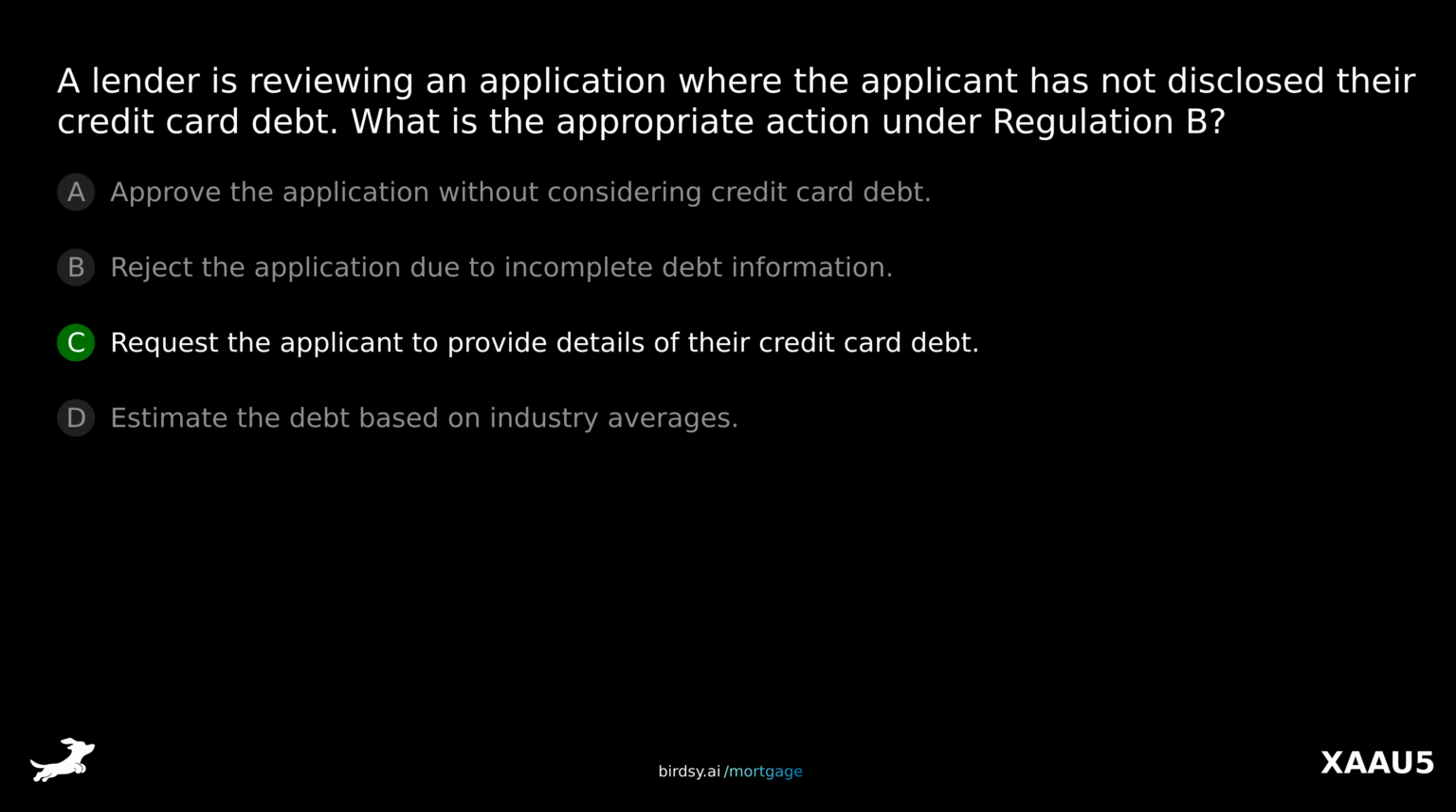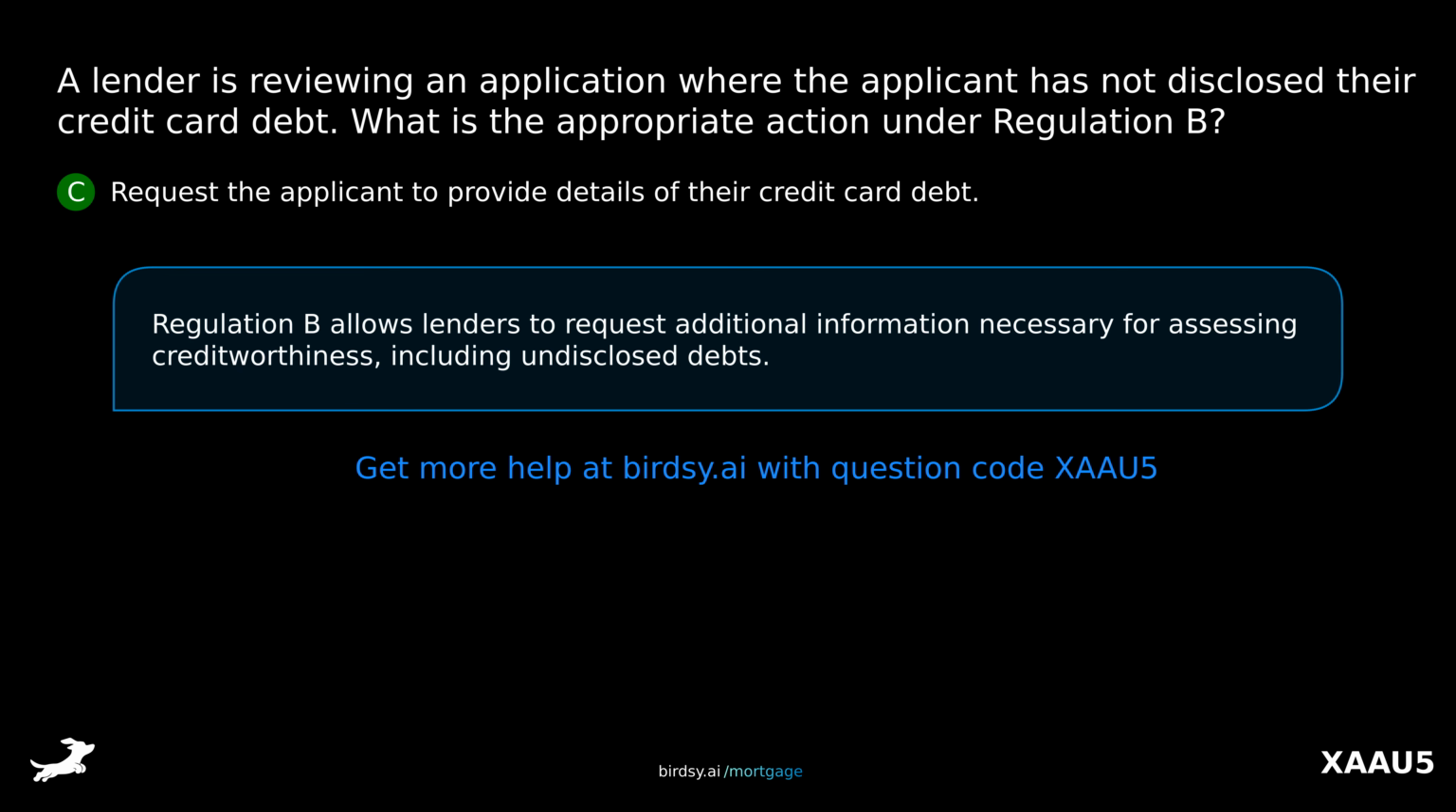The answer is C, request the applicant to provide details of their credit card debt. Regulation B allows lenders to request additional information necessary for assessing creditworthiness, including undisclosed debts.